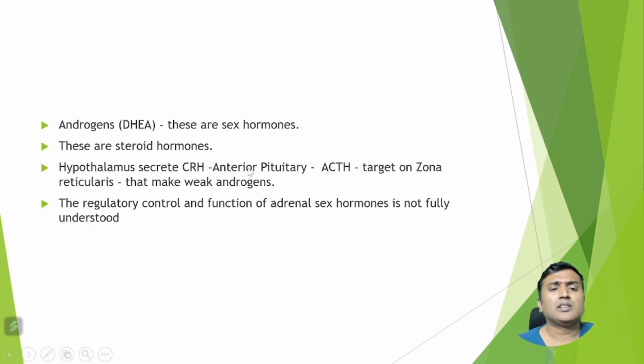Now, these androgens, which are secreted from the adrenal cortex, have a very small effect, and we don't know the function very clearly. The regulatory control and function of adrenal sex hormones is not fully understood. However, these androgens cause the secondary sexual characters before puberty in both males and females.